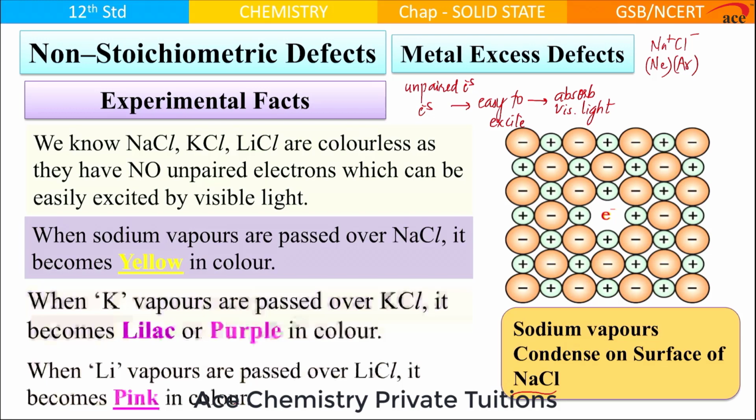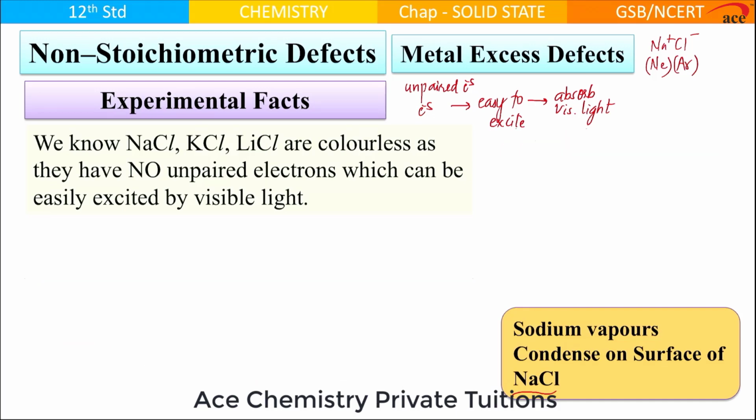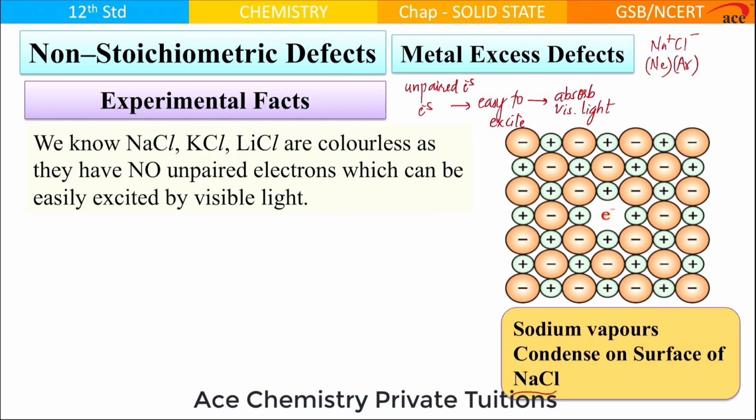Now, for us it is unusual because we never expect NaCl, KCl and lithium chloride, which are otherwise white salts, to become colored. Why did they become colored? This is our query. So, to solve that query, we will try to understand this example. Imagine there was Cl- at that place only. Imagine Cl- is there.